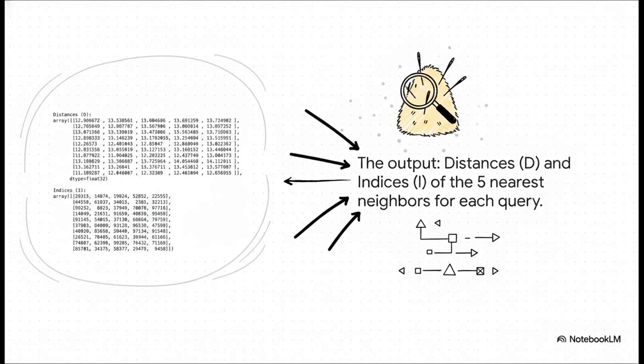And here it is, the payoff. The search gives you back 2 arrays. That D array tells you the distances, basically how close the matches are. But the I array, that's the real gold. It gives you the exact IDs, the index numbers of the 5 most similar items for each of your queries. You've found your needles in the haystack.